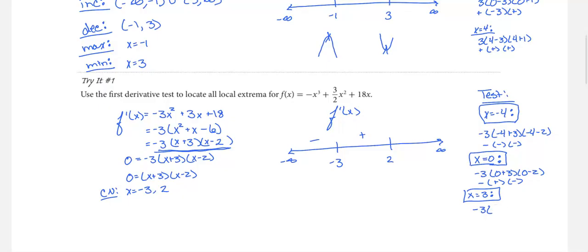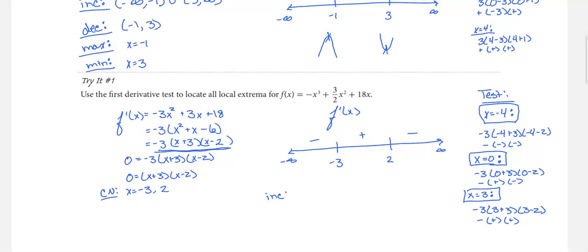Oh, let's be careful. So I've got negative 3 times 3 plus 3, because I'm picking 3, times 3 minus 2. So a negative times a positive would result in a negative. So compare this.